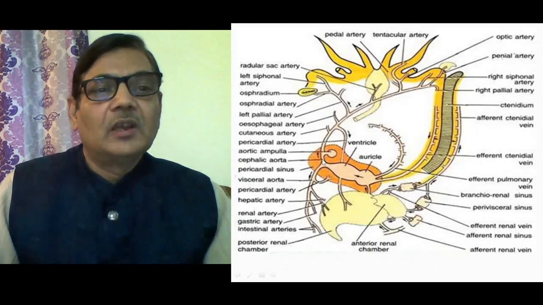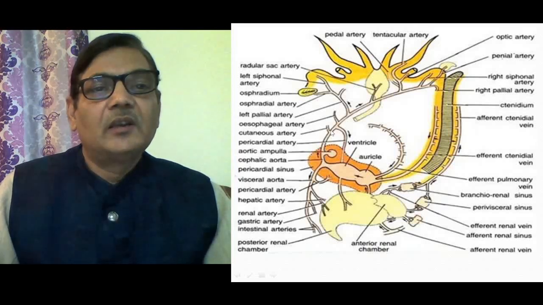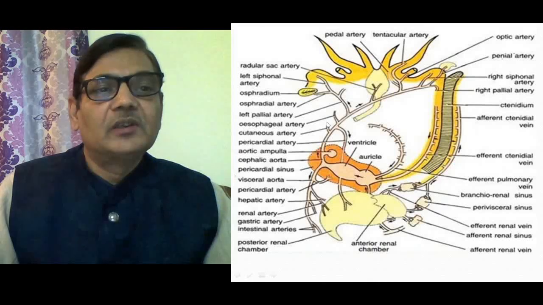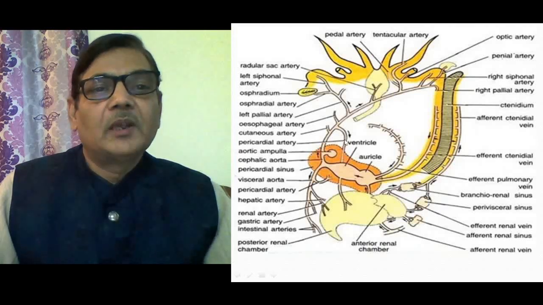Now this cephalic aorta goes to the anterior side, the head region, and on the way it gives several branches, several fine arteries, and these arteries will be supplying blood to the adjacent regions. Like this is the cutaneous artery, it will supply blood to the skin. Here is the pericardial artery, this will supply blood to the pericardium and heart. Then this one is the oesophageal artery, supplying blood to the oesophagus.